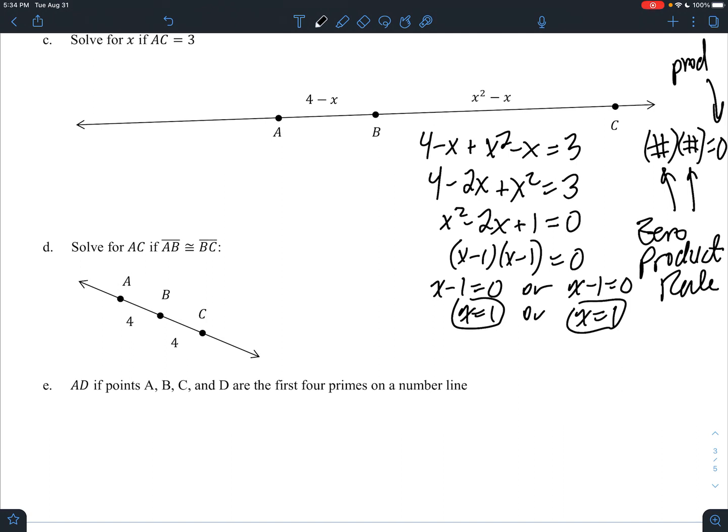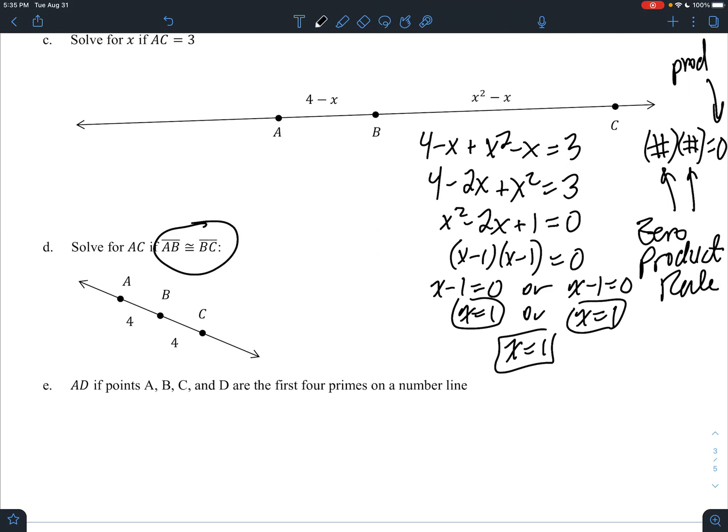So then we get this kind of weird answer. So this doesn't happen very often, but when it does, we can kind of just summarize that. Well, I got 2x equals 1, so that's just x equals 1. So that's the answer. That's it. So that zero product rule step is really important in algebra, and we're hitting it again now in geometry.